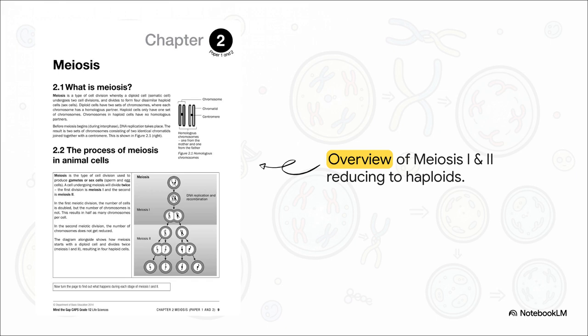In the first division, meiosis 1, the number of cells doubles, but the number of chromosomes gets halved. Boom. Then, we jump straight into meiosis 2. And here, the chromosome number isn't reduced again. The cells just divide a second time. So what's the grand finale? We start with one single diploid cell and end up with 4 distinct, non-identical haploid gametes.